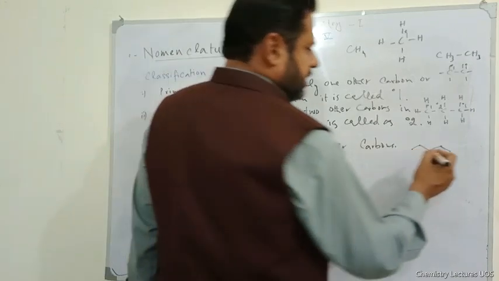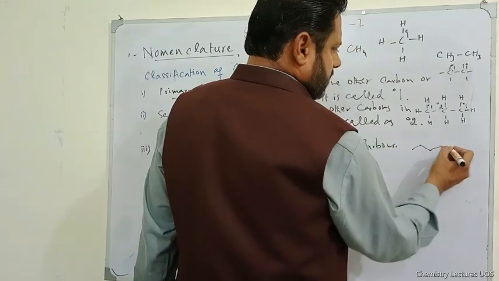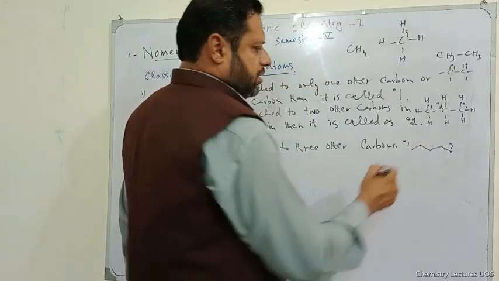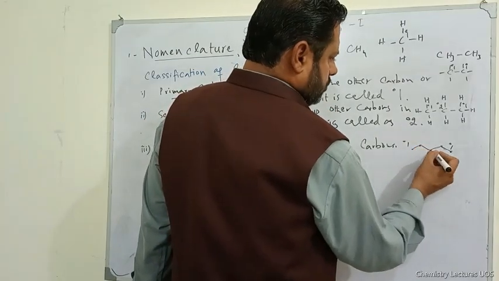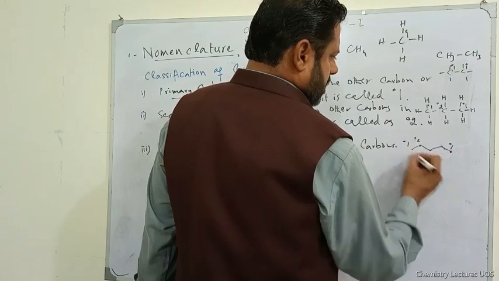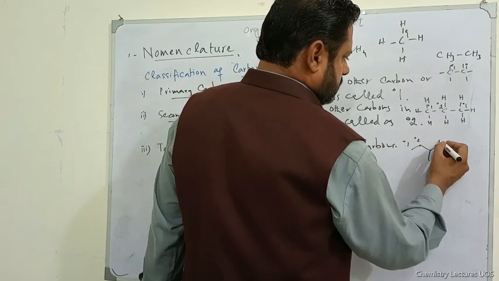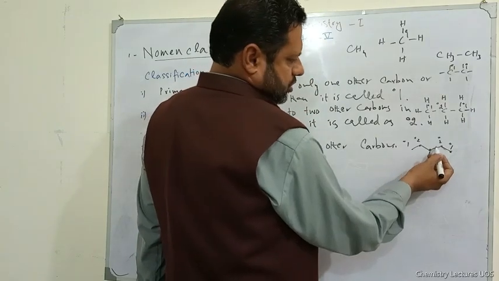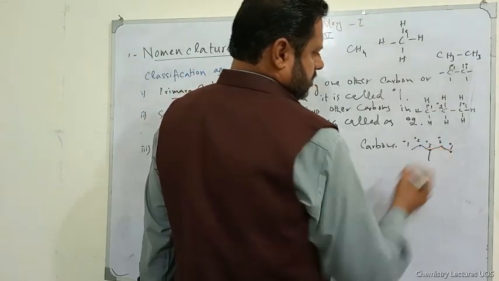So this is a line structure. In this case, this carbon is attached only to one carbon, so this is a primary carbon. This one is also a primary carbon. This carbon is attached to 2 other carbons, so it is a secondary carbon. This one is also a secondary carbon. But here you can see this carbon is attached to 3 other carbons, so this one is a tertiary carbon.